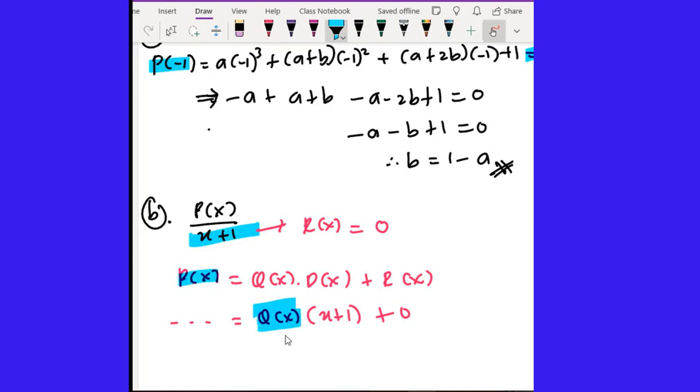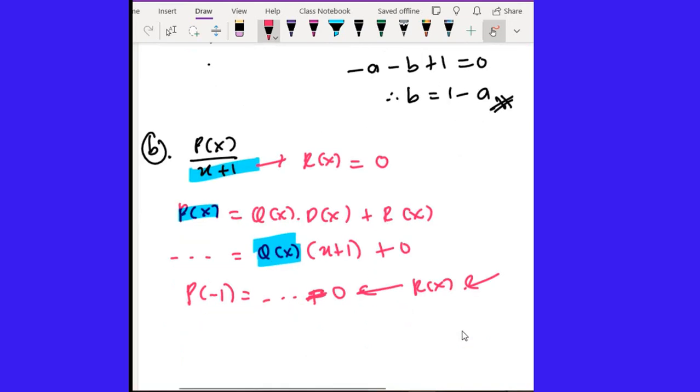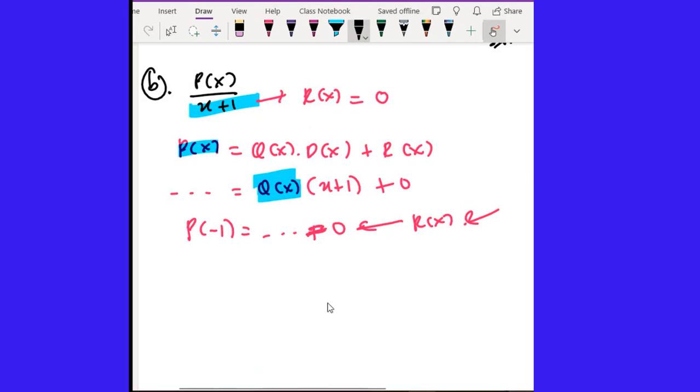For this problem, it is better for us to use long division. If you use the remainder theorem and substitute P of negative 1 into Px, you still get 0, because it is exactly divisible, so Rx is equal to 0. No use using the factor theorem or remainder theorem. We are going to use long division.